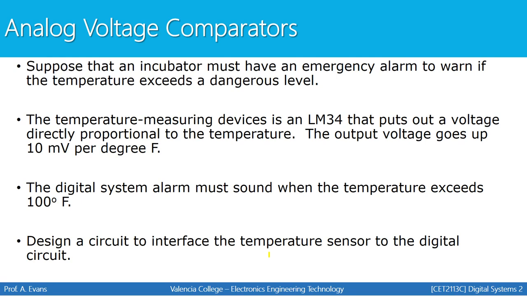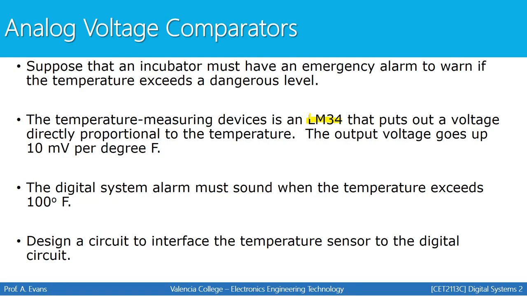So now we're just going to look at a quick design example where we might use something like an analog voltage comparator. Suppose that an incubator must have an emergency alarm to warn if the temperature exceeds a dangerous level. The temperature measuring device is an LM34, that's the part number. It will measure the temperature and put out a voltage directly proportional to the temperature. The output voltage goes up 10 millivolts per degree Fahrenheit. So again, this is a temperature measuring device. It will output a voltage directly proportional to the temperature. The output voltage goes up by 10 millivolts for each degree Fahrenheit.